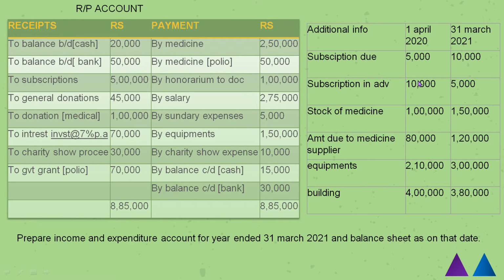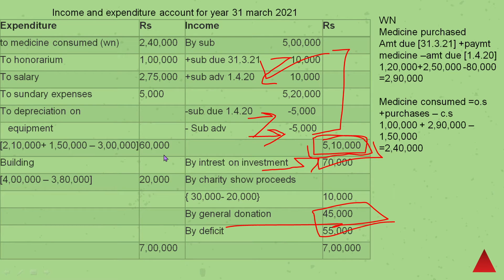Now see, equipments at the beginning were 2 lakh 10,000, and the equipments they purchased were 1 lakh 50,000, but at the ending they amount to 3 lakh only. Adding both should give 3 lakh 60,000. So how did 3 lakh 60,000 become 3 lakh? Yes, we assume 60,000 to be the depreciation on equipments and 20,000 on building.